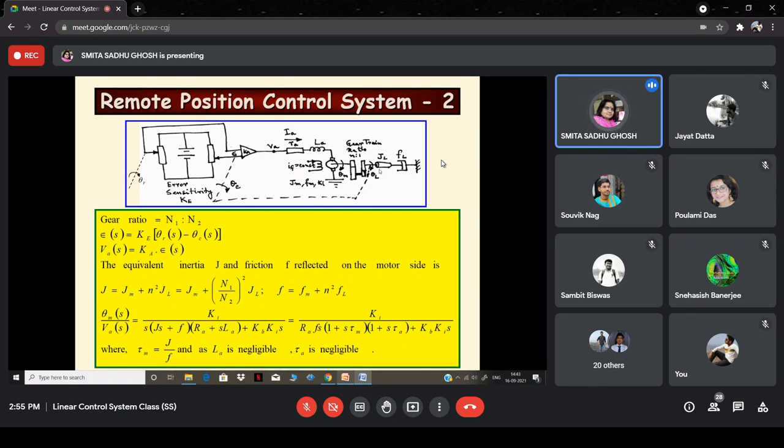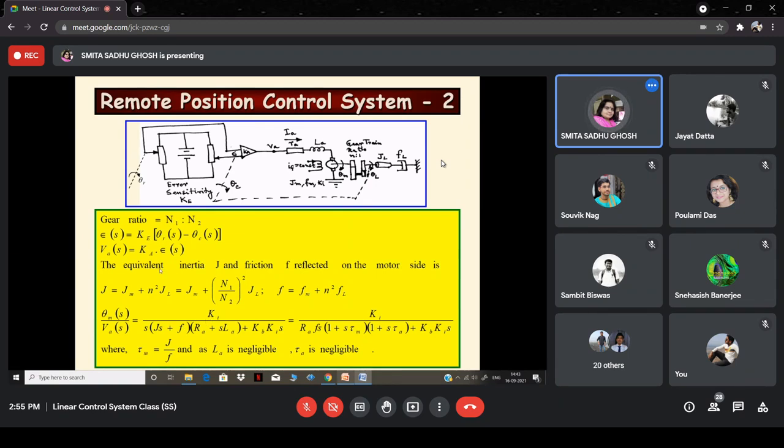So the only modification that we have to make in the model that is already derived is that instead of the moment of inertia and viscous friction coefficient of the motor only, here we have to take the equivalent moment of inertia and equivalent viscous friction coefficient of the motor and load combined, right? Then those J and F can be put into the otherwise intact model of the DC servo motor, and we can use the same model, right? So that is what has been done.